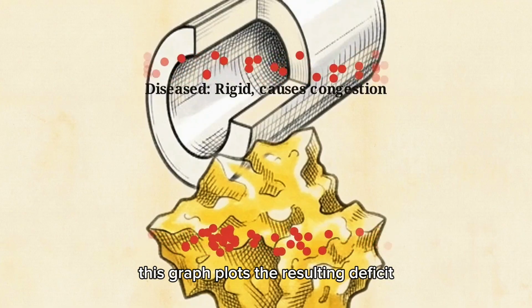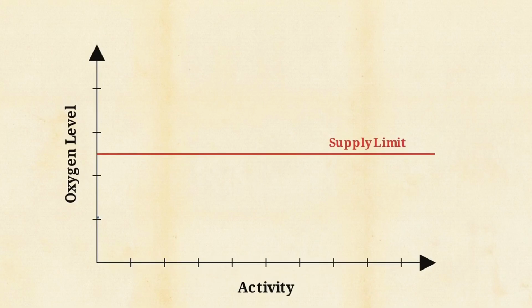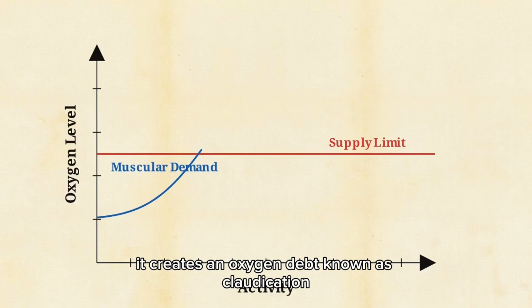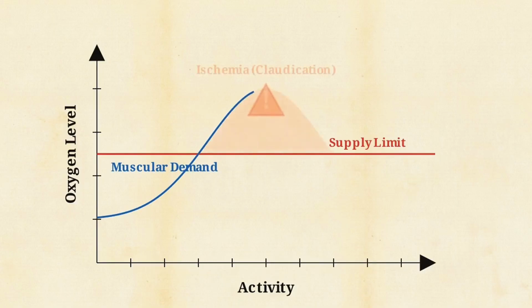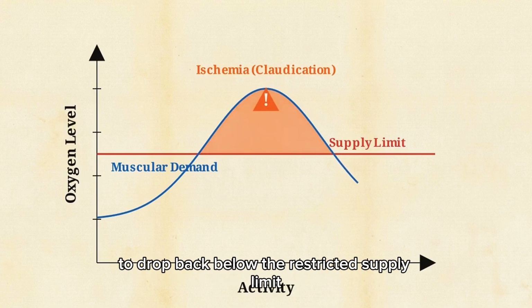This graph plots the resulting deficit. The flat line represents the physical limit of the restricted supply, while the rising curve shows the muscular demand. When demand crosses above the fixed supply limit, it creates an oxygen debt known as claudication. Sitting down stops the pain because it forces the muscular demand to drop back below the restricted supply limit.